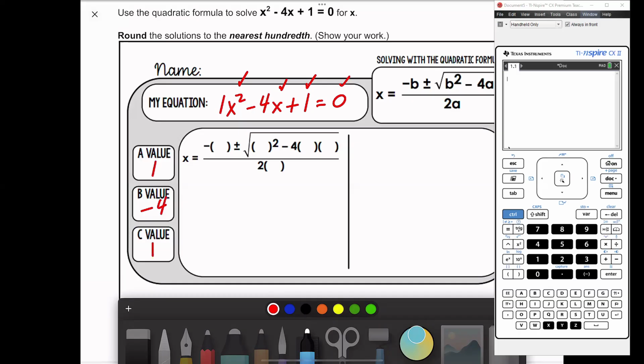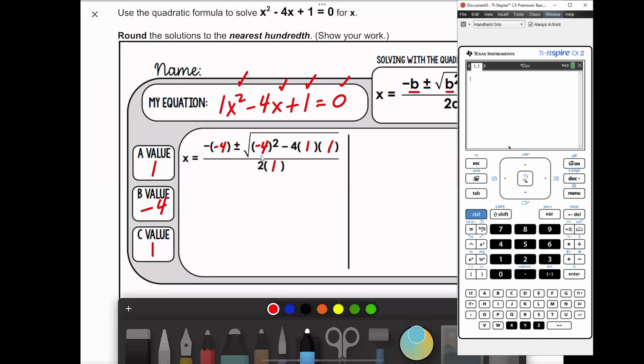Now, we're just going to plug those numbers in. We have the b's, so we're going to replace them with -4. The a value is 1, so we're going to replace it with 1, and the c value is 1. So that's what we've got. Now, from here, we're just going to use the calculator to finish it up.